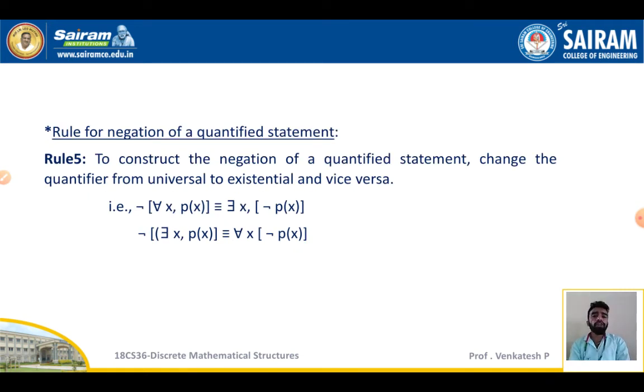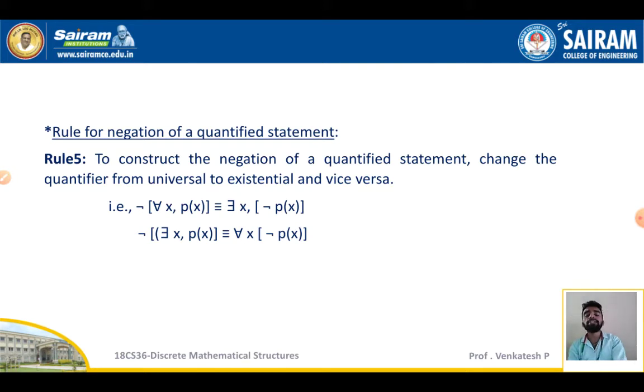Rule for negation of the quantified statement. Rule number 5: to consider the negation of a quantified statement, change the quantifier from universal to existential. So after applying the negation to the quantified statement, the universal statement becomes an existential statement.